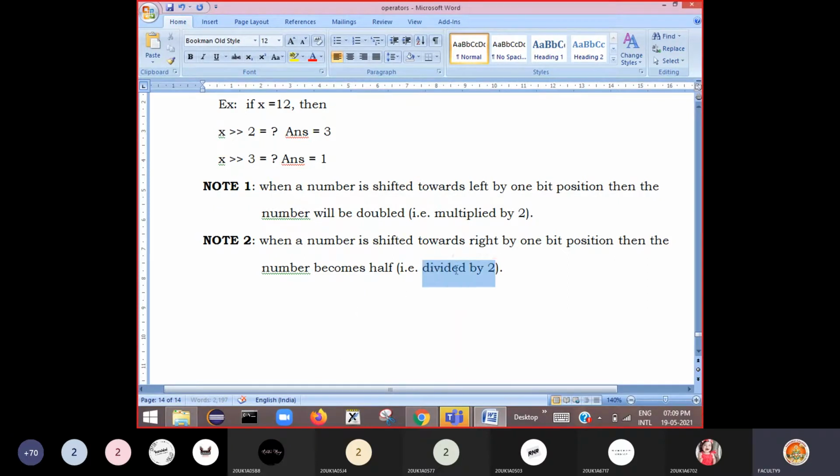Divided means here integer division will be performed by the computer. So that's why the number becomes half. Half means not exactly half, but integer half here. The meaning is 9 by 2, you will get the result as 4 there. So this is very important about left shift and right shift operators.